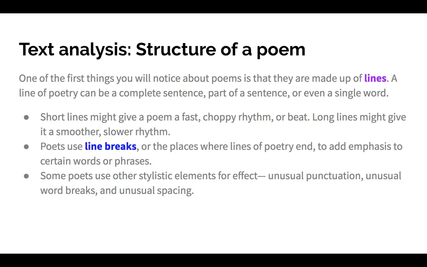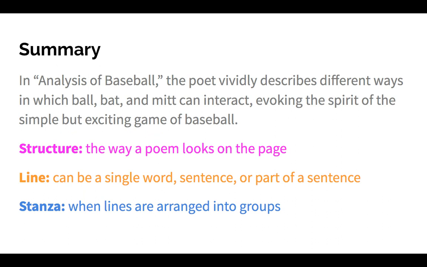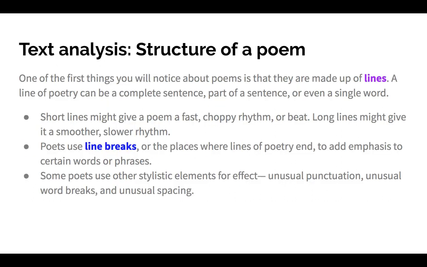This is something we would be doing first if we were at school. So, structure of a poem. Structure is the way a poem looks on the page. This slide with text analysis says one of the first things you will notice about poems is that they are made up of lines. A line of poetry can be a complete sentence, part of a sentence, or even a single word. So poetry does not necessarily follow the same rules that regular essay writing does. Short lines might give a poem a fast, choppy rhythm or beat. Long lines might give it a smoother and slower rhythm. So we will talk more about rhythm as this unit continues.